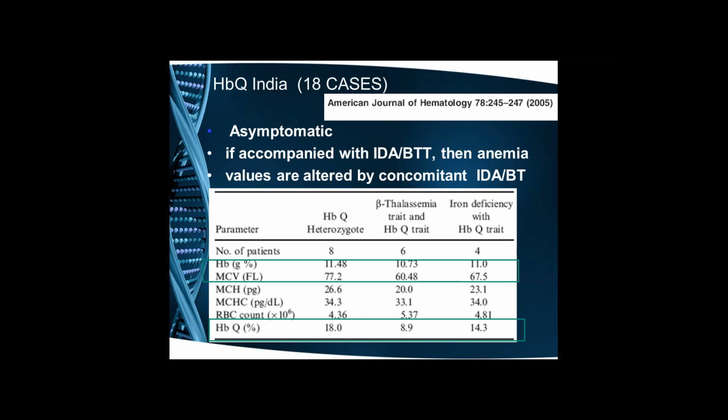This is a study which shows that HbE beta thalassemia is found in India. It is not that uncommon, and it presents with an Hb of around 10 to 11 grams. So we have to look for other causes of anemia as well if the Hb levels are not matching what is given in the literature. Next slide.